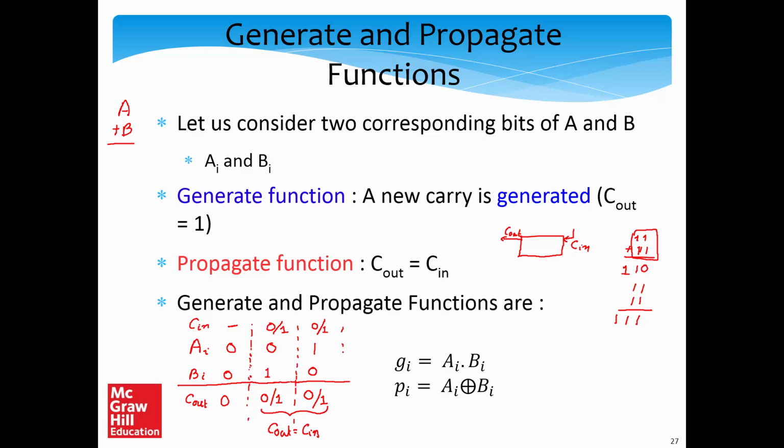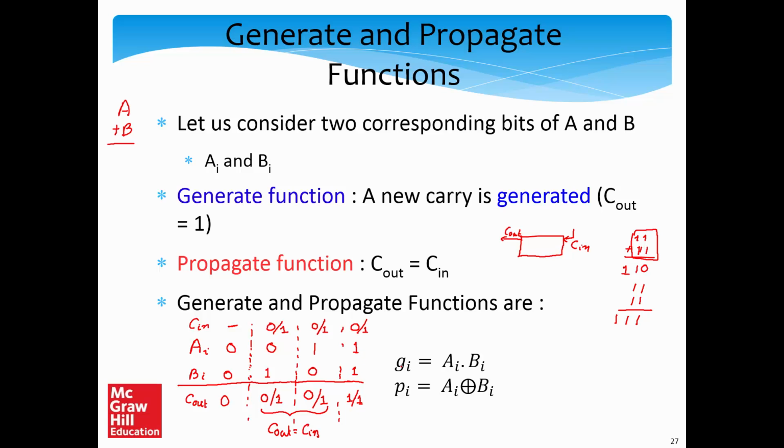So let's consider the last case. In this case, AI is 1, BI is 1. Irrespective of the input carry, so let's assume that the input carry is 0. Then we add 0 plus 1 plus 1, and a carry is generated. Let's assume carry in is 1. So we add 1 plus 1 plus 1. Again a carry out is generated. So irrespective of C in, C out is always 1.